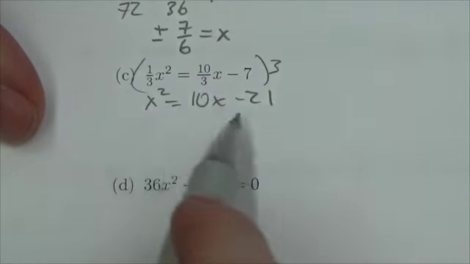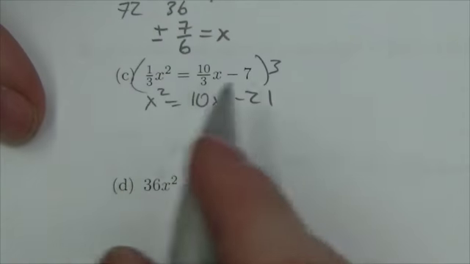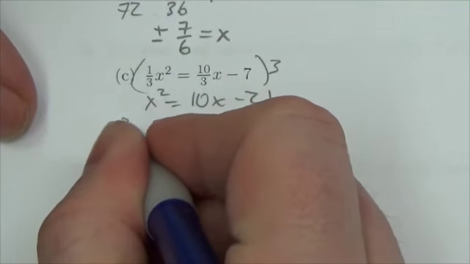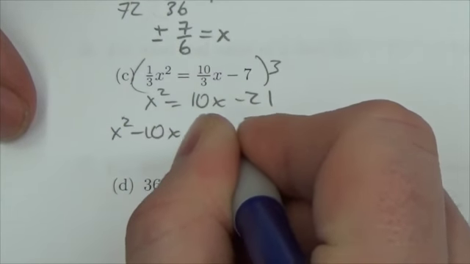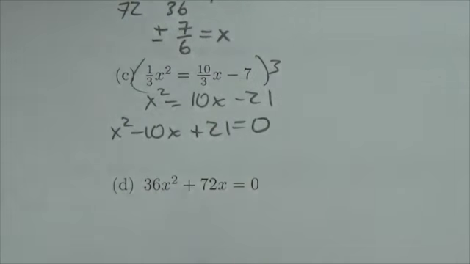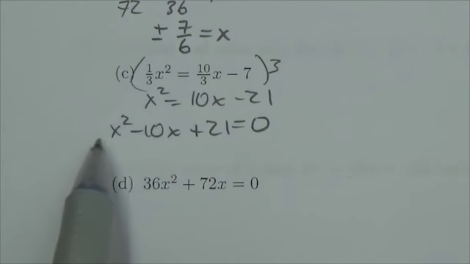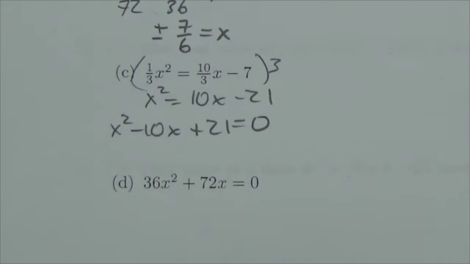And then because this is a quadratic, I'm going to bring both of those terms over to the left-hand side here. x squared minus 10x plus 21 is equal to 0. I'm bringing it to the left-hand side because I want the coefficient of the x squared term, the quadratic term, to be positive.